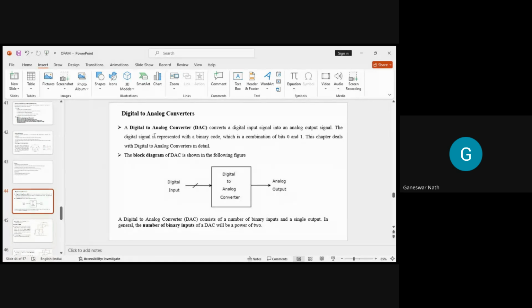So a digital to analog converter converts a digital input signal to that of an analog one. That means 1 and 0. When you apply any input, we can get an analog or continuous output here. So the digital signal is represented with a binary code like 1 0, which is a combination of 0 and 1. And in this discussion we will discuss how digital to analog conversion takes place here.